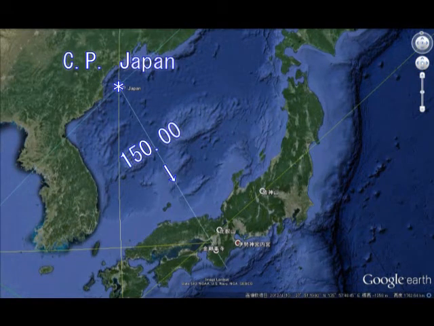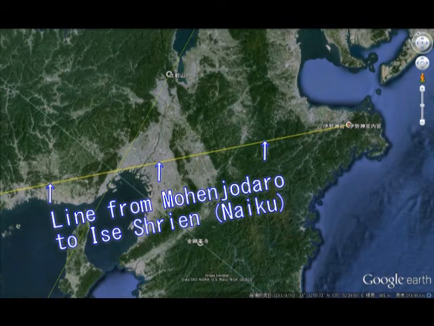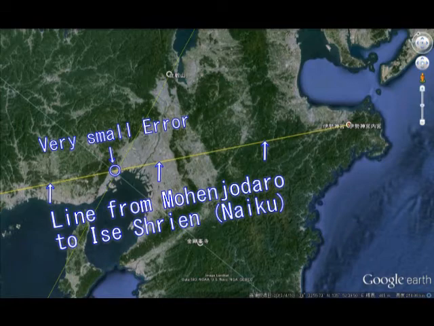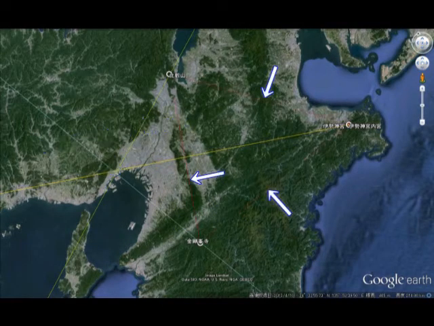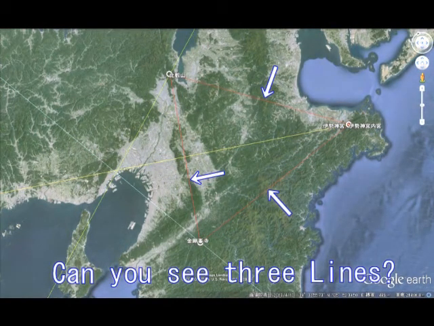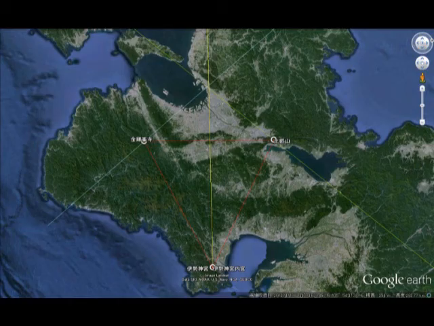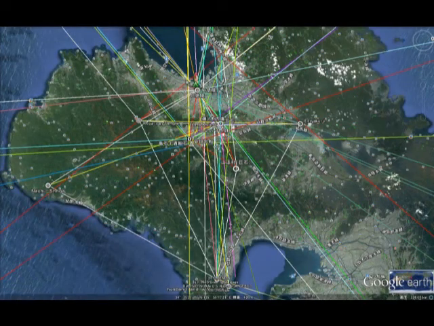And this is Japan, and at the angle of 150.00 degrees, the line comes to Koyasan, Kongo-Buji. And this line comes from Mohenjo-daro to Ise Shrine, Naiku, right? Anyway, can you see the red fine lines, 3 lines here? Can you see? This is very important. Anyway, you can see the diamond-shaped square here, right?